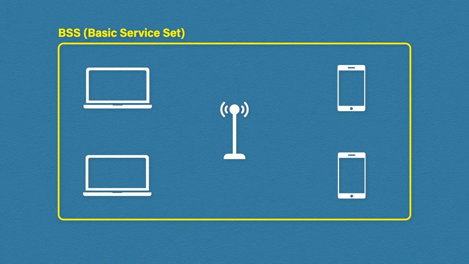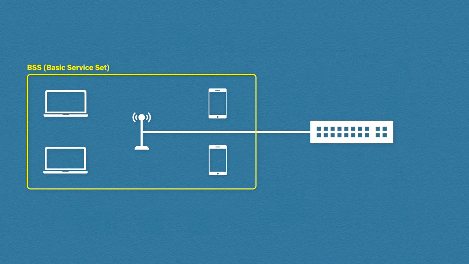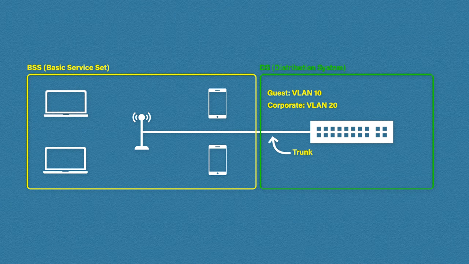However, most wireless networks will want to connect back to the wired network. The upstream connection from the access point that connects back to the wired network is called the distribution system, or DS. Now, we can even use different VLANs for separate wireless networks if we want to. For example, we may have a wireless network called Guest, and this is using VLAN 10. We might also have a wireless network called Corporate, which uses VLAN 20. For this to work, we connect our access point to our switch using a trunk port, and the access point will take care of the VLAN tagging.